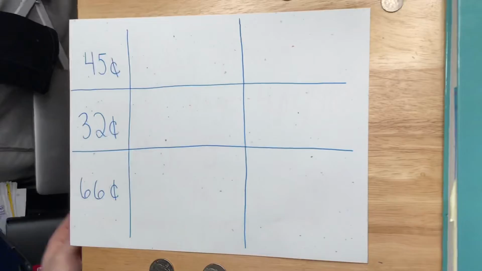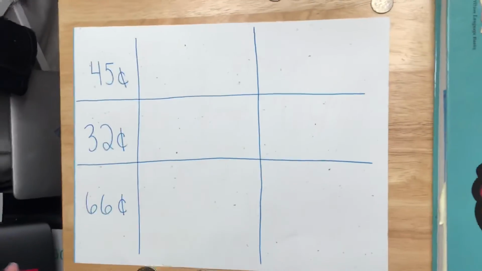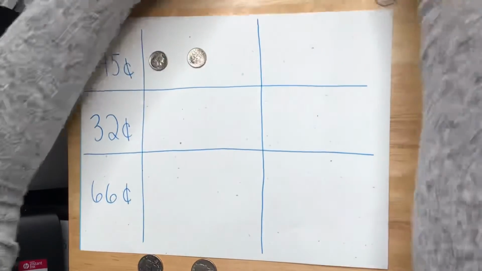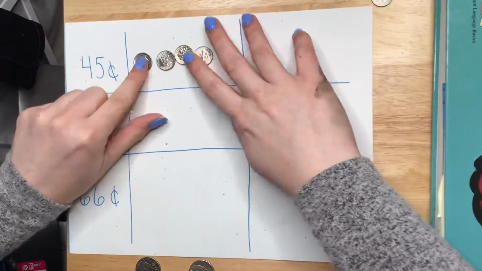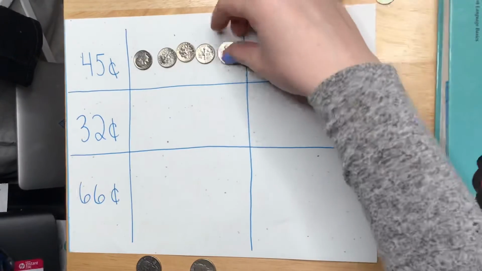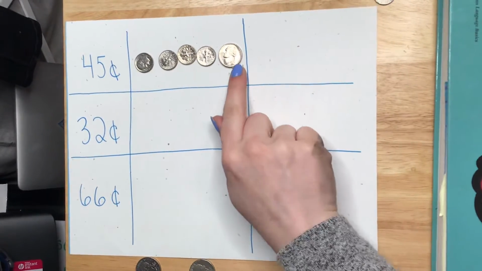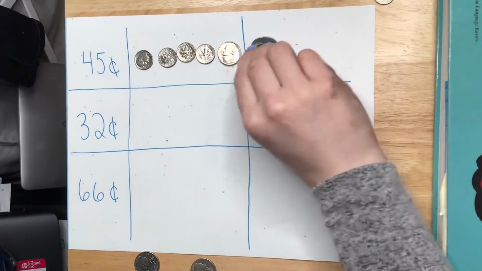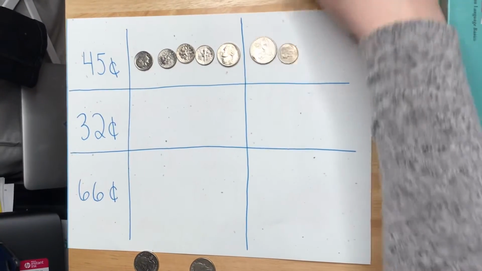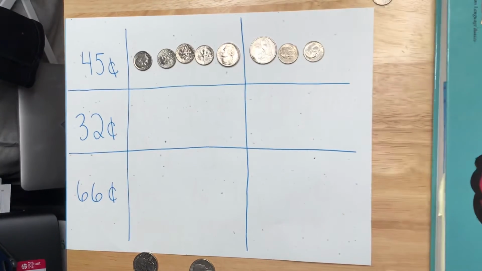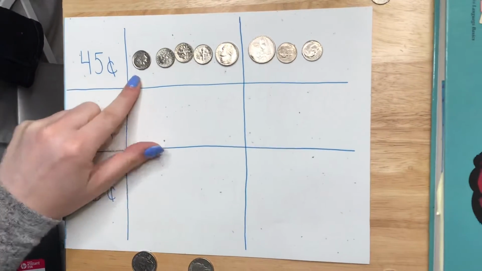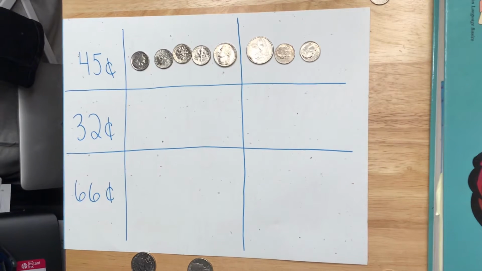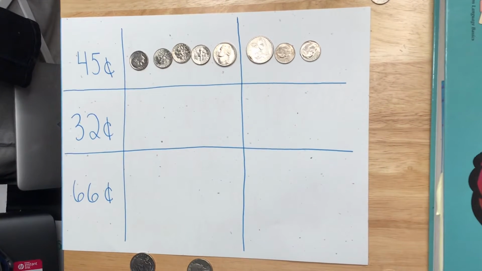So we have 45 cents. So one way to show 45 cents, I can use 4 dimes and a nickel. Do we agree? That 10, 20, 30, 40, 45 cents. I agree. Another way I could show that is by using 25, 35, 45. So here we have 5 coins that equal 45 cents, or here we have 3 coins that equal 45 cents. So this is 2 different ways that we can show 45 cents.